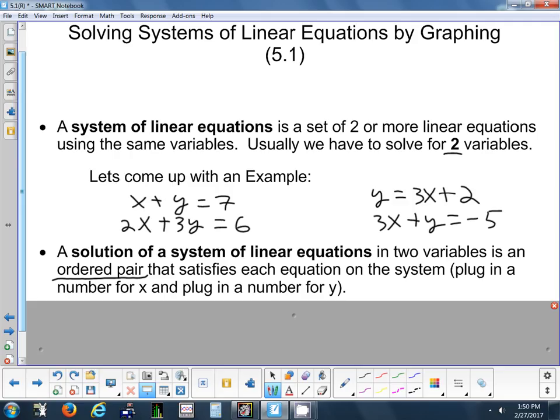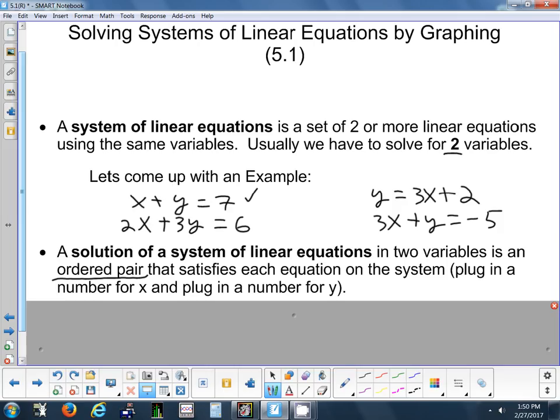Somebody give me two numbers that add up to give me 7. Any two numbers. 3 and 4. So if x is 3 and y is 4, it works here. But they also have to work here. Let's try it. They're working in both equations.